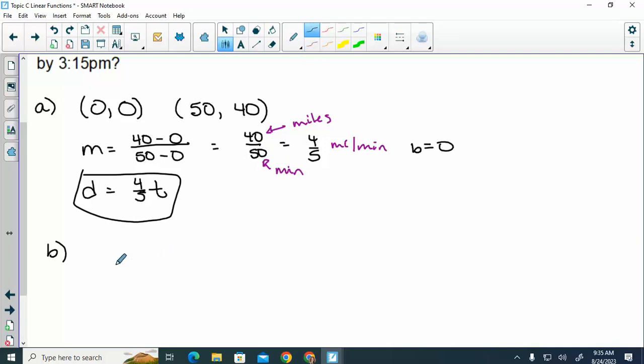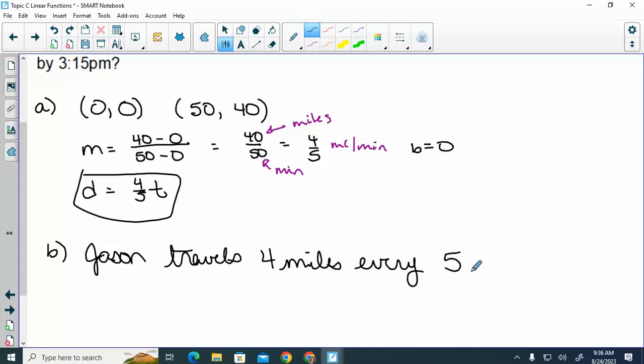Okay, so Jason traveled 4 miles every 5 minutes. In 5 minutes, he goes the distance of 4 miles. Something along those lines. You have to include the number and the units.